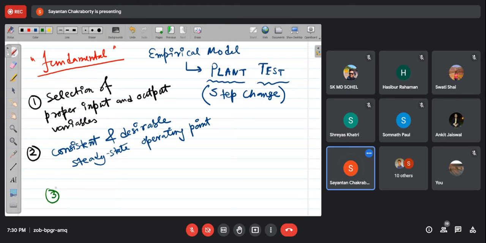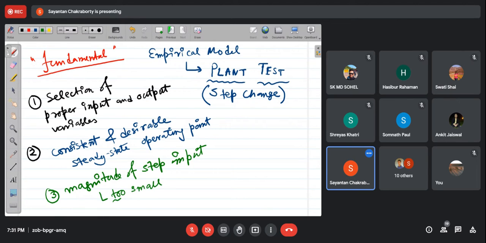Number 3, very important: the magnitude of the step change. What should be the magnitude of the step change that you apply? Now, if the step change is too small, then the measured output may not change considerably. Therefore, you may not have enough data to develop the model. This is particularly problematic for a system where the output measurement is itself very noisy, because if the output variation is very small, you cannot distinguish between the noise and the actual output signal.